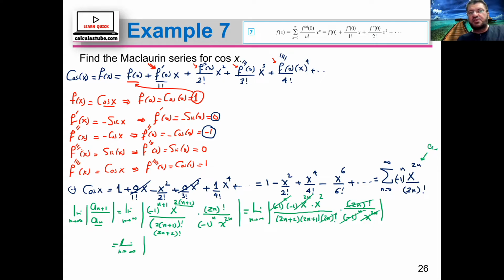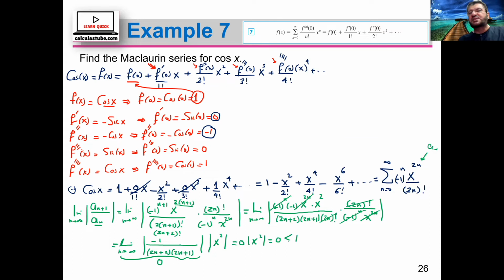I have only minus 1 on the top. So I have negative 1 over (2n+2)(2n+1). This is for the n's. How about the x's? The only thing left is x squared. And it's very obvious here that the limit as n goes to infinity, 1 over infinity is 0, so the answer is 0 times x squared, which is equal to 0 for any x.